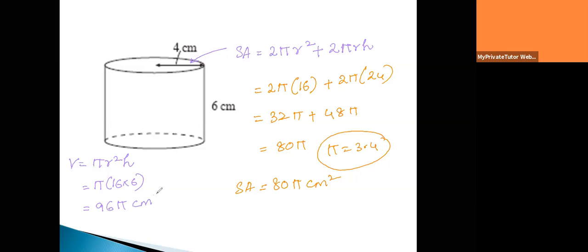So the unit is centimeter cube. And in exams and all, you might get a question to simplify the answer or round the answer to 2 decimal places like that. You need to substitute the pi value as 3.14 and then you need to round the final answer.